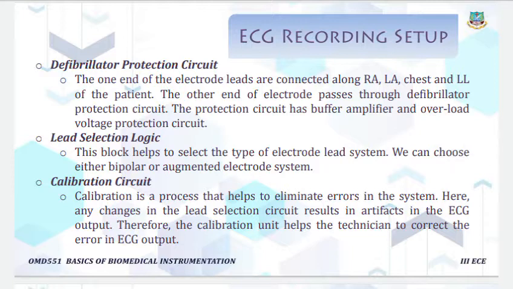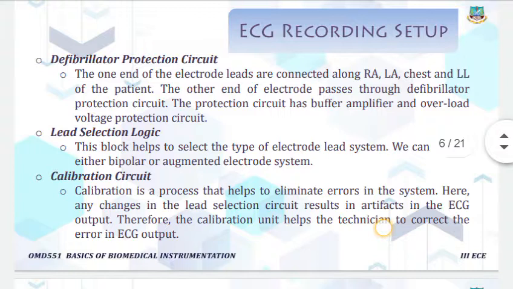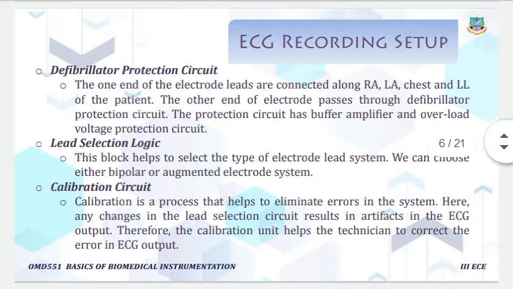Now the defibrillator protection circuit. One end of the electrode leads is connected to the right hand, left hand, chest and left leg of the patient. The other end of the electrode passes through the defibrillator protection circuit. We know the electrodes are used like this: one end is placed on the patient, and the other end passes through this defibrillator protection circuit. It consists of a power amplifier and an overload protection circuit.